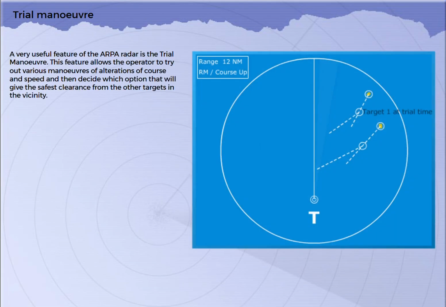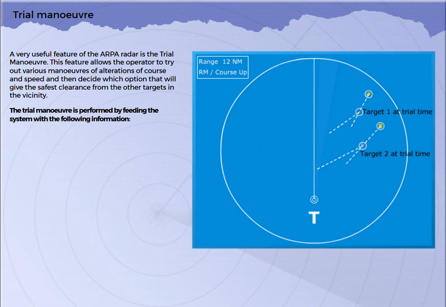A very useful feature of the ARPA radar is the trial maneuver. This feature allows the operator to try out various maneuvers of alterations of course and speed, and then decide which option will give the safest clearance from the other targets in the vicinity.